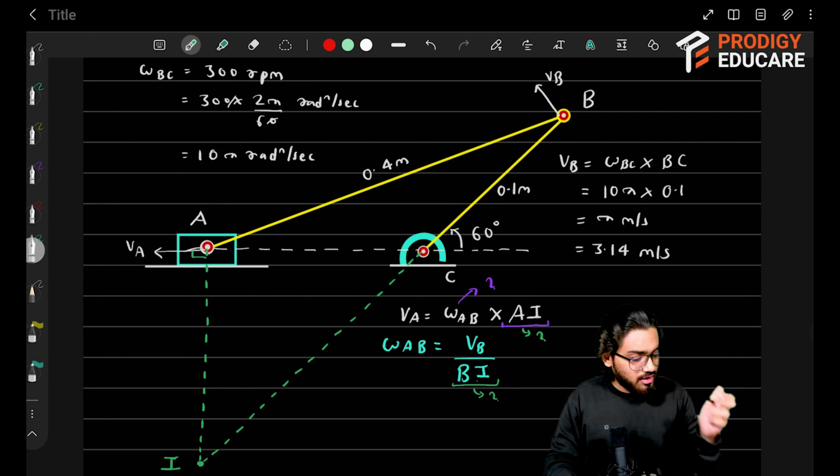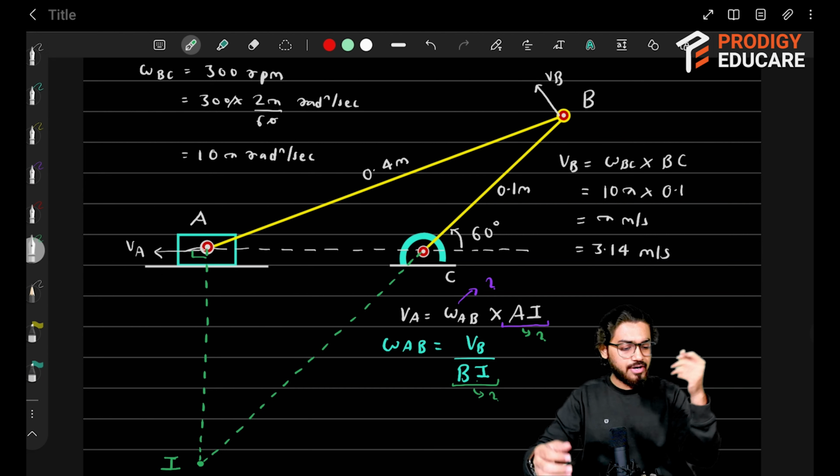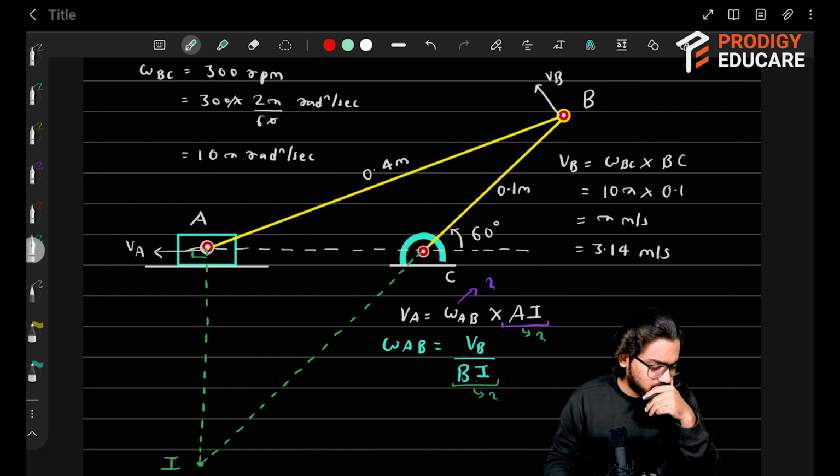So first of all, let us calculate the values of this AI and BI. So where is this AI? This is AI, and where is this BI? This is BI. To calculate BI, we need to calculate this length IC, because BC we already know.